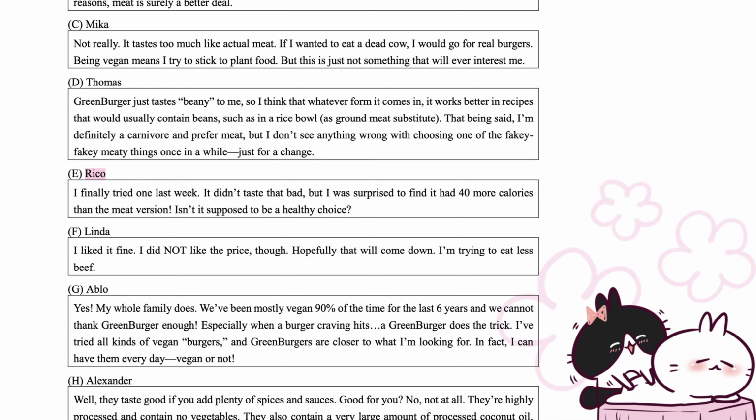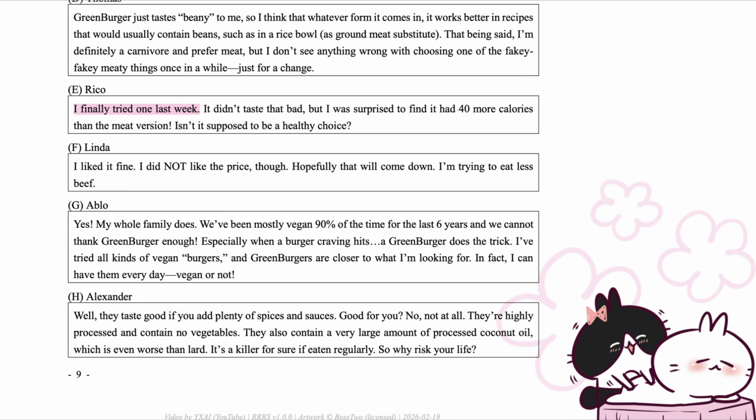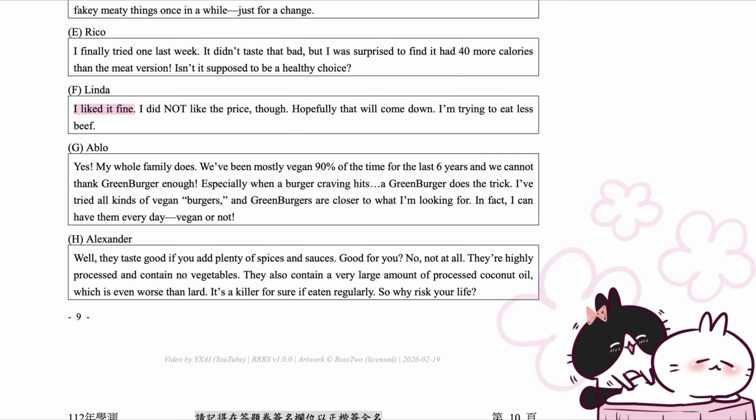E. Rico. I finally tried one last week. It didn't taste that bad, but I was surprised to find it had 40 more calories than the meat version. Isn't it supposed to be a healthy choice? F. Linda. I liked it fine. I did not like the price, though. Hopefully that will come down. I'm trying to eat less beef.